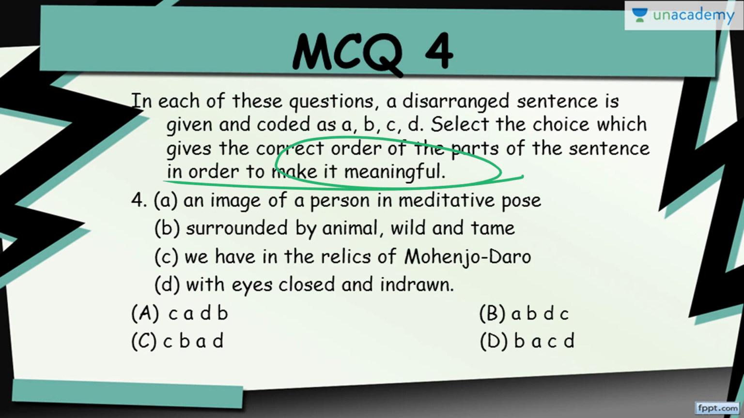A, an image of a person in meditative pose. B, surrounded by animal, wild and tame. C, we have in the relics of Mohenjo-daro. D, with eyes closed and indrawn.